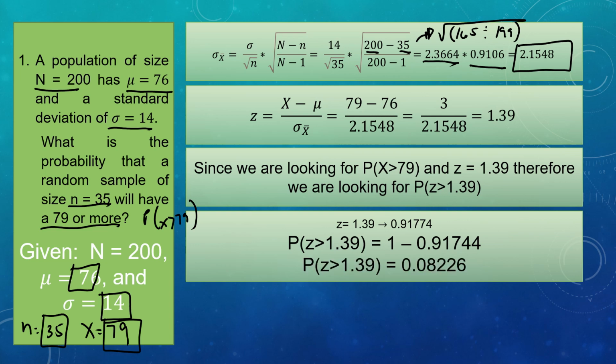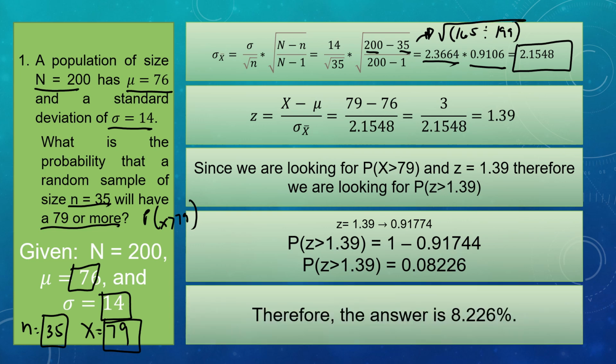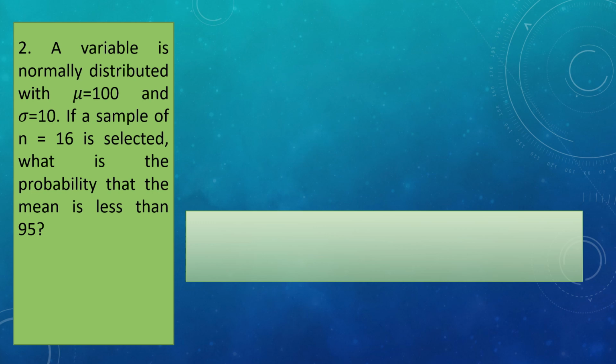And the answer is 0.08226. By transforming the decimal form into a percentage, it will be 8.226%. Why is it 8.226%? We simply move the decimal point two places to the right. Let's try another example. A variable is normally distributed with mu equals 100 and sigma equals 10.